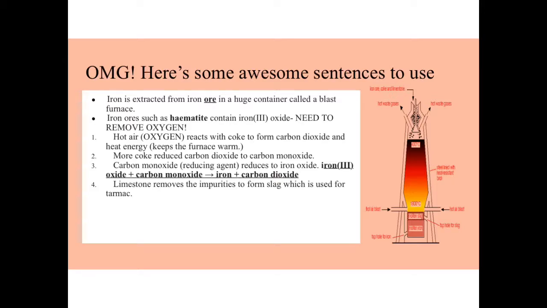Limestone then, like I said, removes the impurities. Only time you're ever allowed to say this word, slag. Slag is then used to make tarmac and stuff, so it's actually quite a useful by-product for us. And then molten iron, so iron that's been melted, comes out through a little tap to extract it, and then we use that iron for whatever we want to use it for.